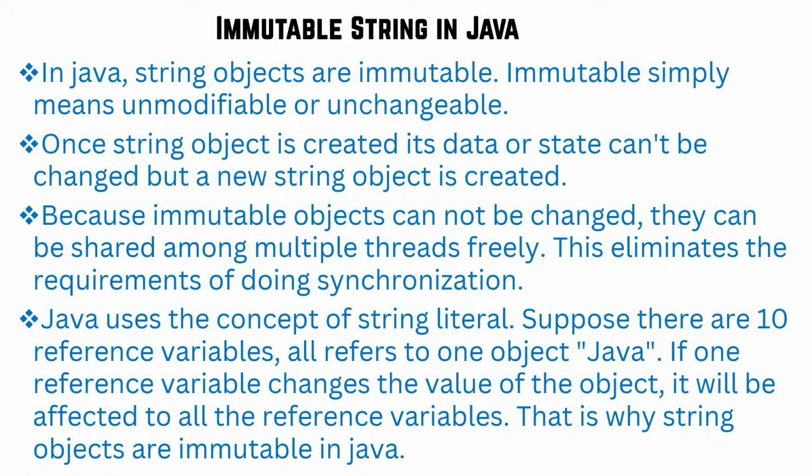But in Java, the string objects you create are immutable. Immutable, what does it mean? It simply means unmodifiable or unchangeable. Once a string object is created, its data or state cannot be changed, but a new string object can be created. Because immutable objects cannot be changed, they can be shared among multiple threads safely. This eliminates the requirement of doing synchronization.